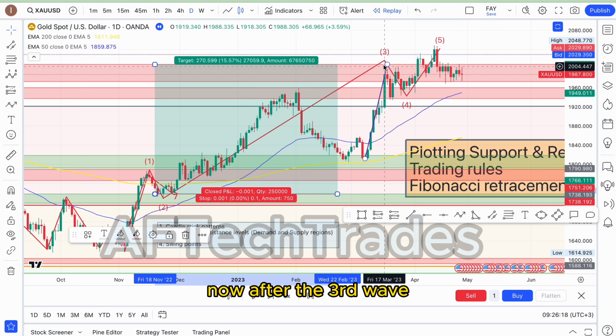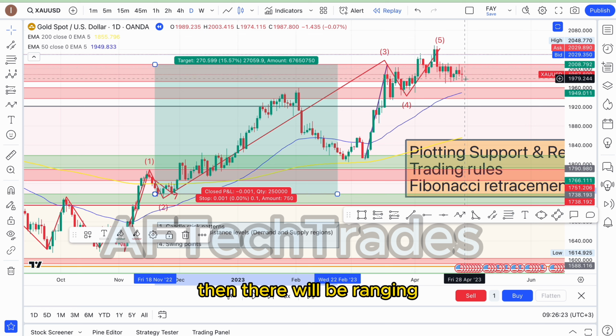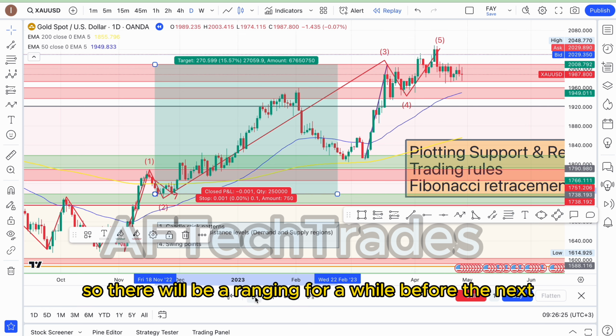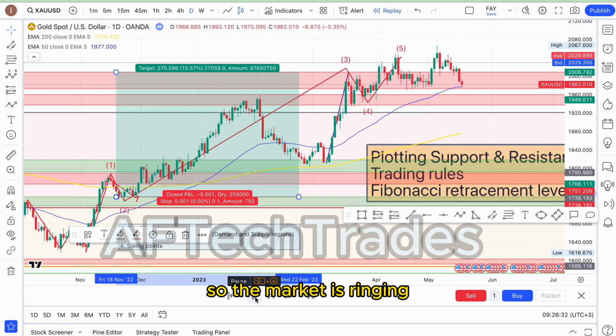Now, after the 3rd wave, the 4th wave happens, the 5th wave will happen, then there will be a ranging market here. So there will be a ranging for a while before the next. So you see the ranging. So the market is ranging.